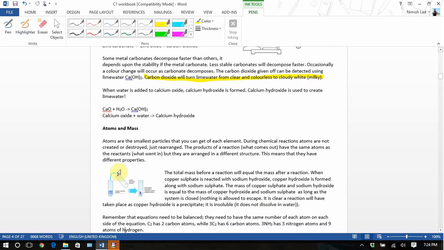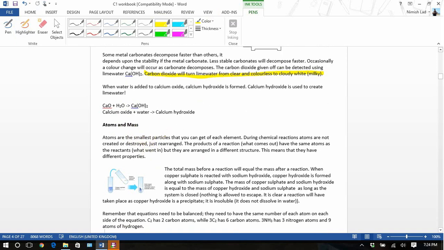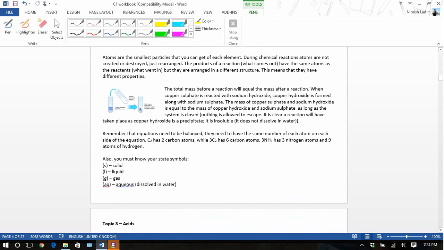Okay, so make sure that you also know how to balance equations. So the first thing to link in with that is this idea over here. Atoms are the smallest particles that you can get for each element. During chemical reactions, atoms are not created or destroyed, just rearranged. The products of a reaction, what comes out, must have the same number as the reactant that went in. So that's what we talk about when we talk about balancing equations. But they're arranged in a different structure. This means they have different properties. This is important as well.